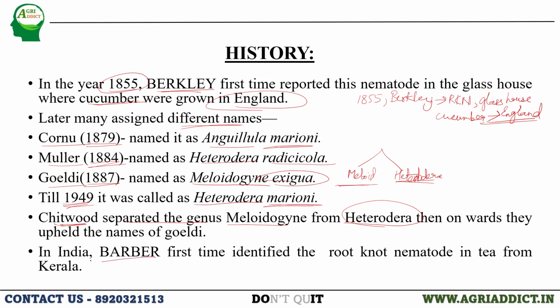In the year 1901, in India, root knot nematode was first reported by Barber, in tea from Kerala. This is also one more important point. From these slides, the two most important points you have to remember are: in the world, the first time root knot nematode was reported was in the year 1855 by Berkeley, from glasshouse cucumber in England. Whereas in India, it was reported by Barber in the year 1901 from tea, from Kerala.